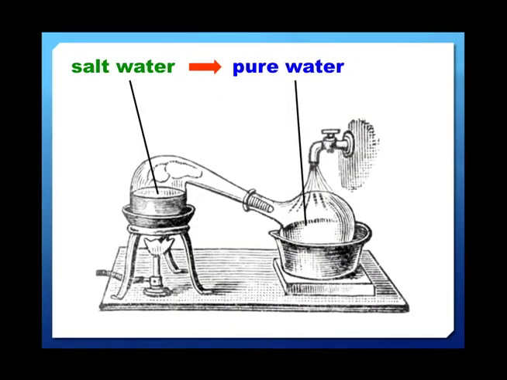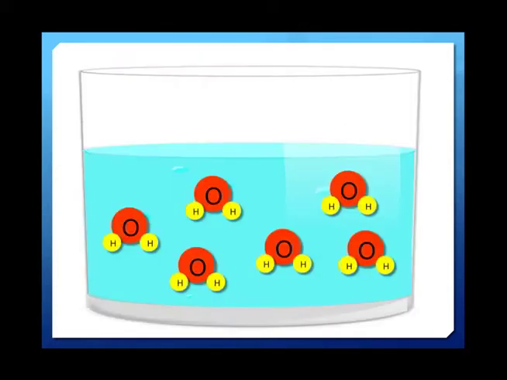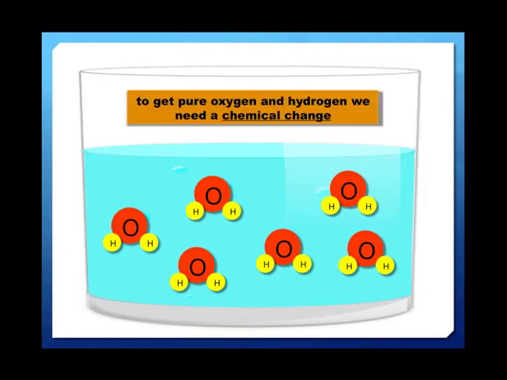While mixtures can be separated by physical means, a pure substance can only be separated by a chemical change. If you are looking at a sample of water, it is made of many, many water molecules. Each molecule is made of one oxygen atom and two hydrogen atoms, hence H2O. But we cannot split water molecules into these elements by a physical process.